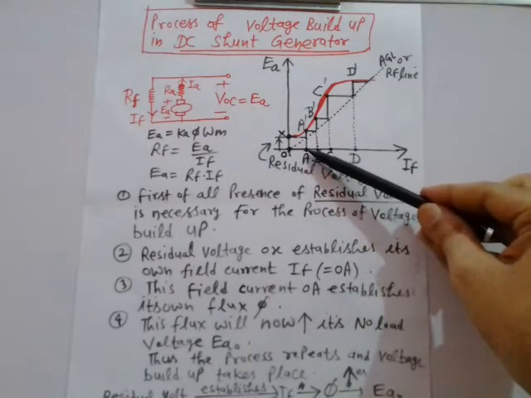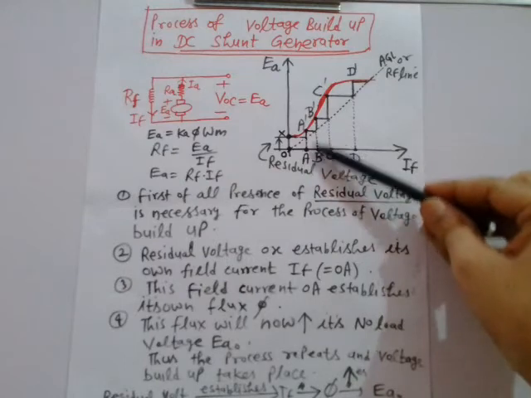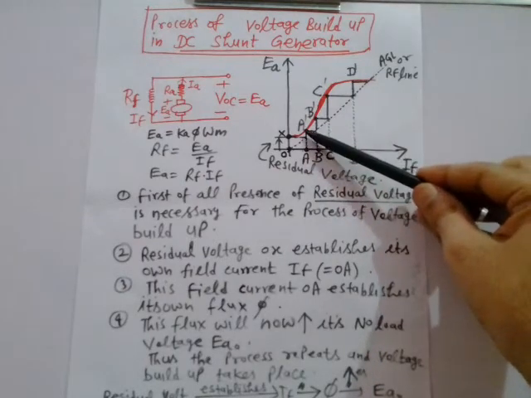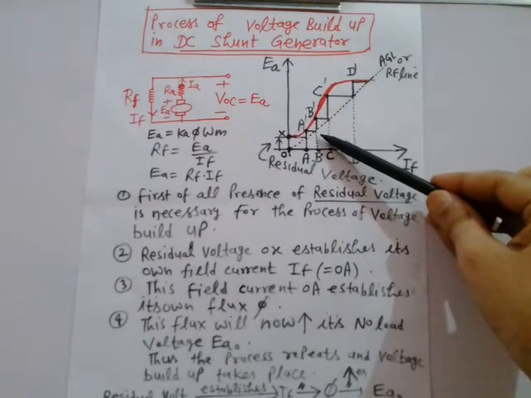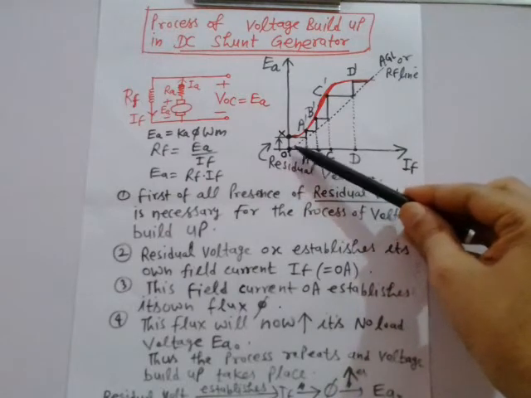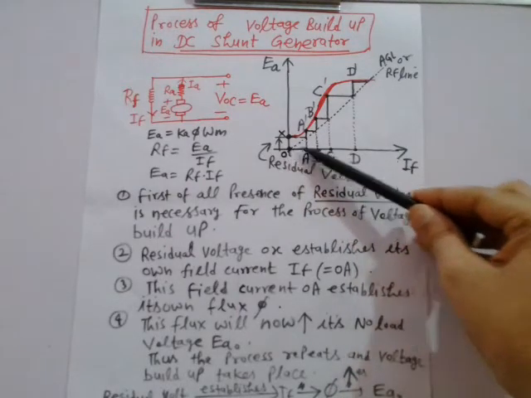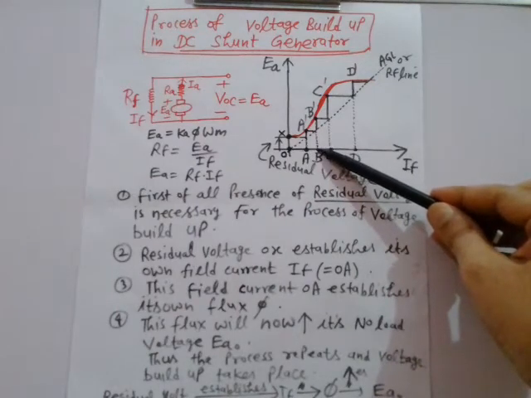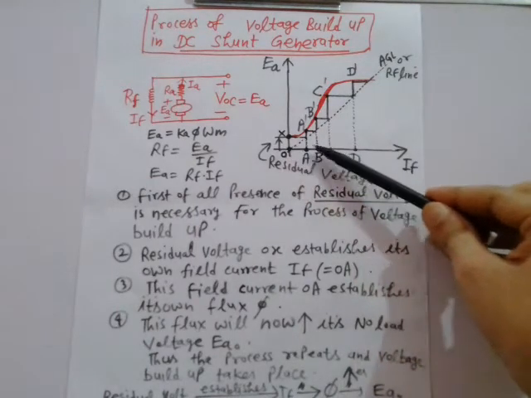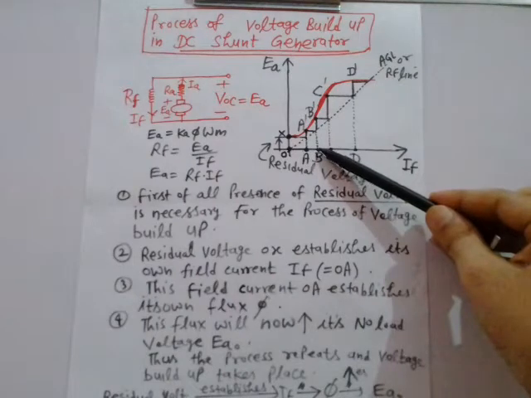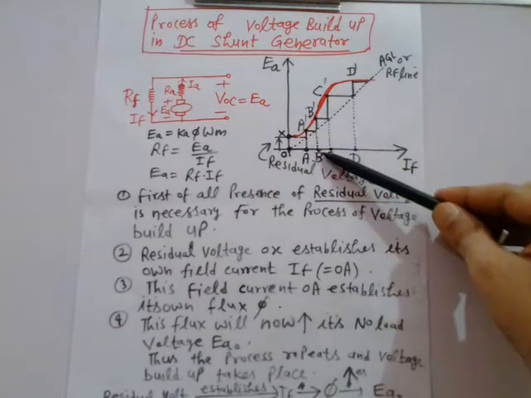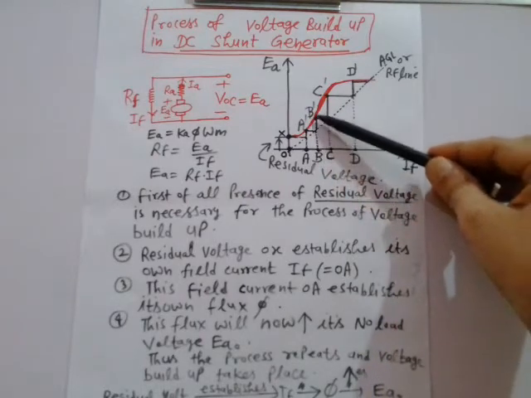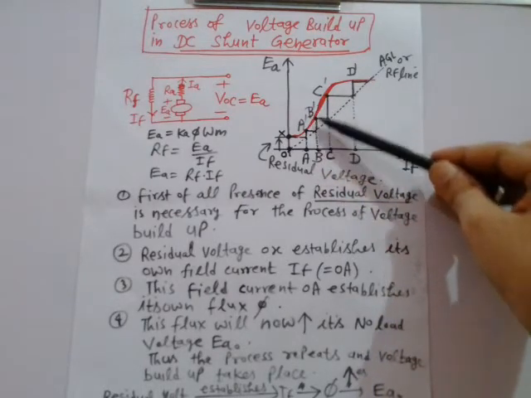Now this AA dash, the no load voltage, will further allow some field current to flow, right? And now the field current will be OB, from here to here. Now this field current OB establishes its own flux, and this flux will now further increase the no load voltage from B to B dash, this much. Now this BB dash is the no load voltage.